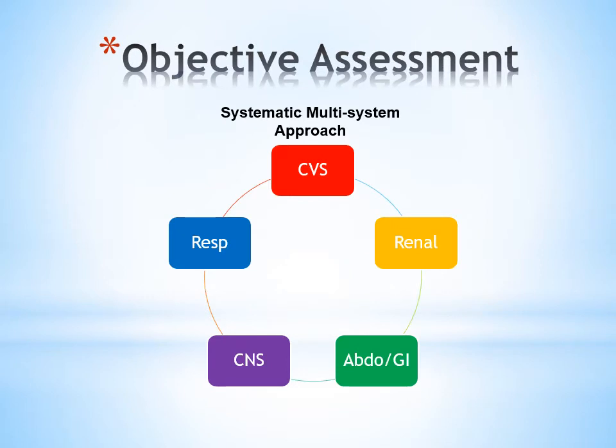So we use a multi-system approach when looking at our patients objectively. The areas that we look at are your cardiovascular system, your central nervous system, your renal system, your abdominal GI system, and then obviously your respiratory system. What we'll do is we'll now look at each of these in a bit more detail.